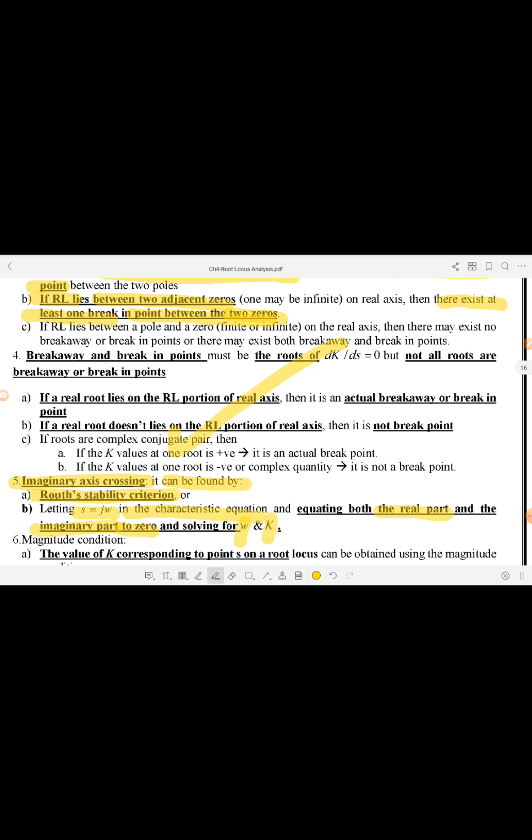But those two equations will be nonlinear, and based on that, there will be a difficulty in solving them depending on the order of the characteristic equation. This is why most of the time we use the Routh stability, and we rarely use this approach of substituting s equal to j omega in the characteristic equation.